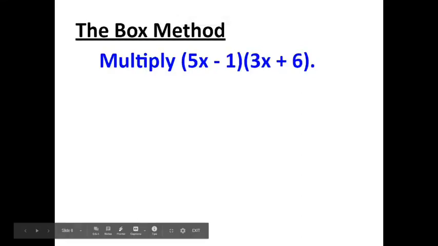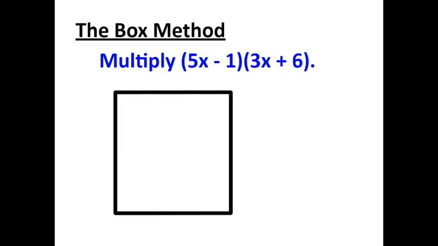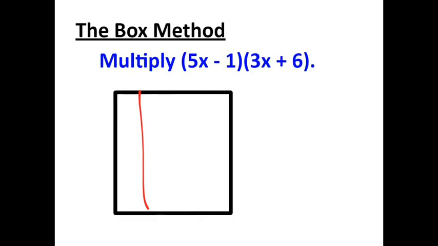So let's take a look at our box method to multiply out these two binomials. You're going to form a little square box. Then you break up the box into as many different pieces as you have terms in one direction as well as the other direction, depending upon how many terms you have.